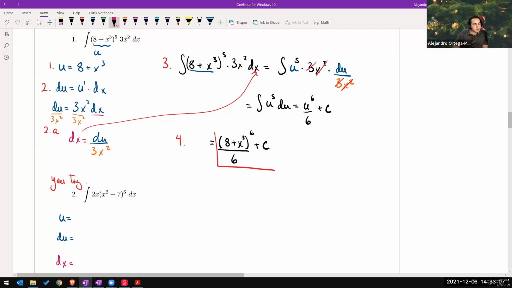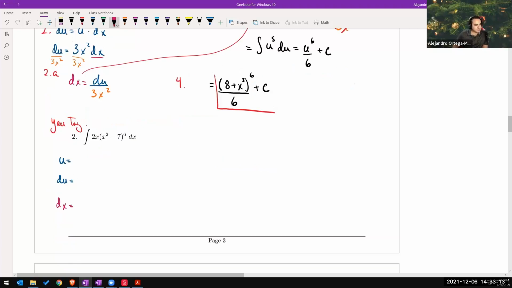Alrighty. So let's see. Mireya, what would be the u in this case? It'd be x squared minus 7. I like that choice. So our u prime is going to be what? 2x dx.